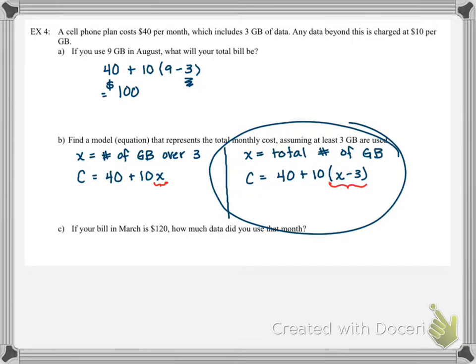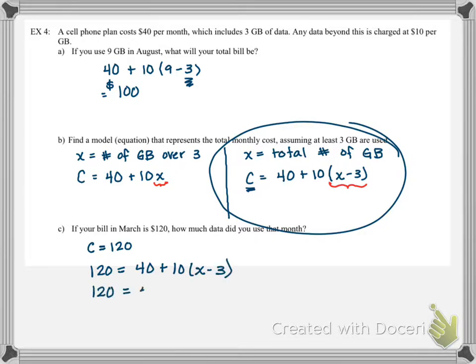What we're given here is C. We're told that C is equal to 120. So we're given, in a sense, the output of this equation, and we're trying to solve for x. So we're going to replace the C, just like yesterday when we were evaluating. We're essentially evaluating here, but we're given C instead of given x. So we have 120 equals 40 plus 10 times x minus 3.